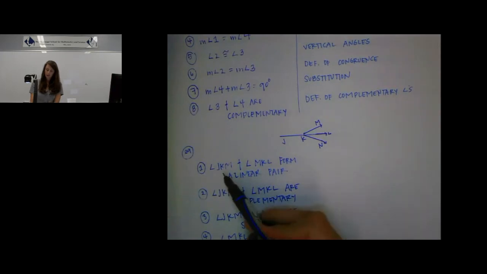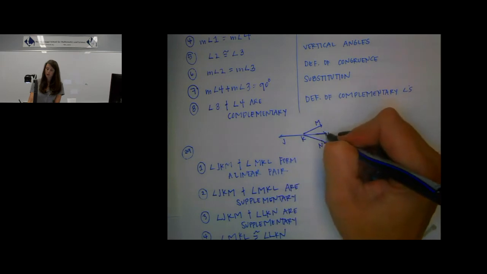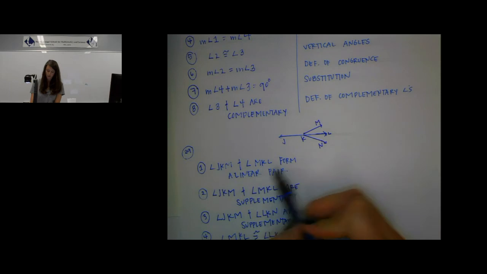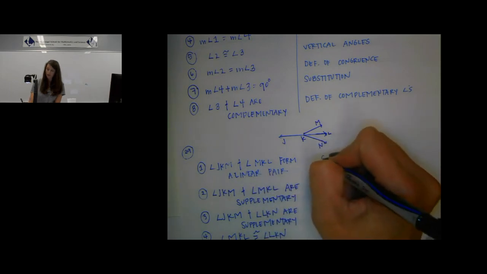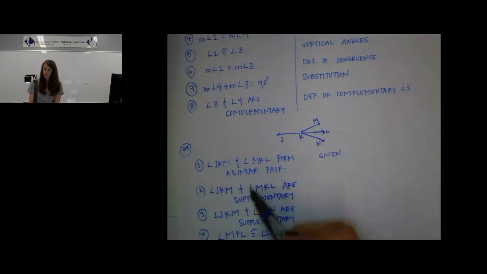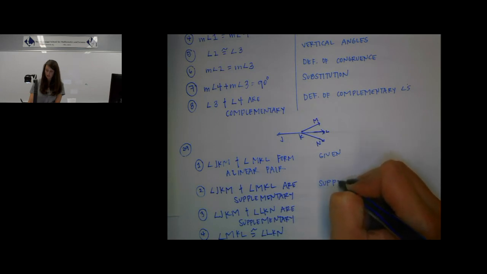Alright, let's look at this one here. So angle JKM, this was our line. It was given that JKM and MKL form a linear pair. So this was a given statement for us. Remember, that's always what we start with. Okay? So if they're a linear pair, then that means they are what? Supplementary. Okay? Because they add together to be 180. So JKM and MKL are supplementary. And that is by the supplementary theorem.